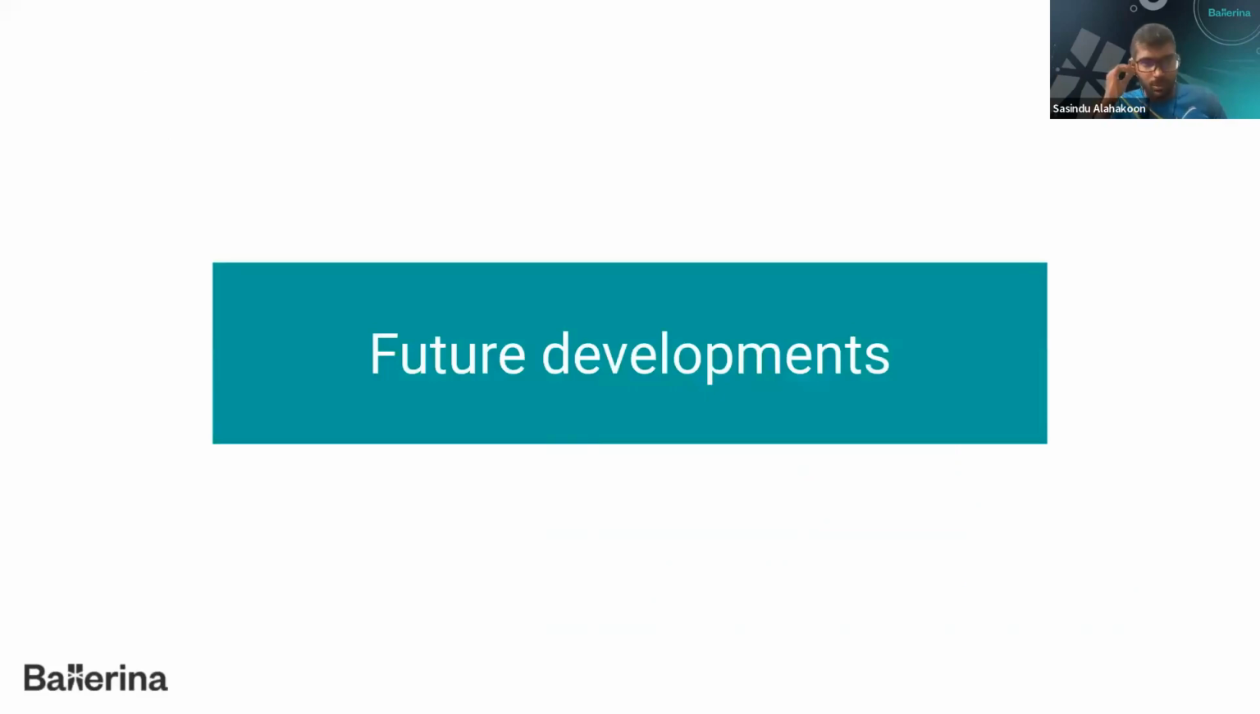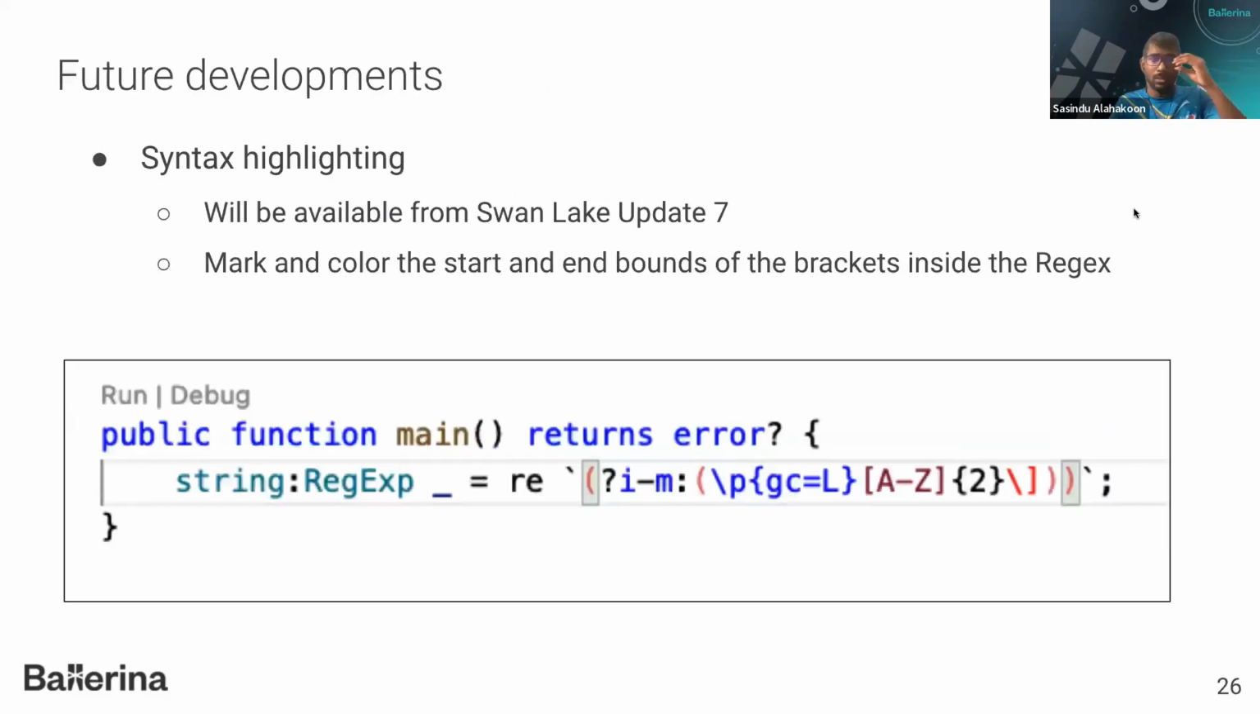So now I think you have a good idea about the Ballerina regular expression implementation. Let's look at some future developments that we are planning to add. Currently, syntax highlighting for regular expressions is not supported. This will be available from update 7 of Ballerina. From update 7, with this feature, a regex pattern will have multiple colors for different sections. It will also mark and color the start and end bounds of brackets inside the regex. So you can see there are several colors for several regex sections like this, and it marks the bounds as well.